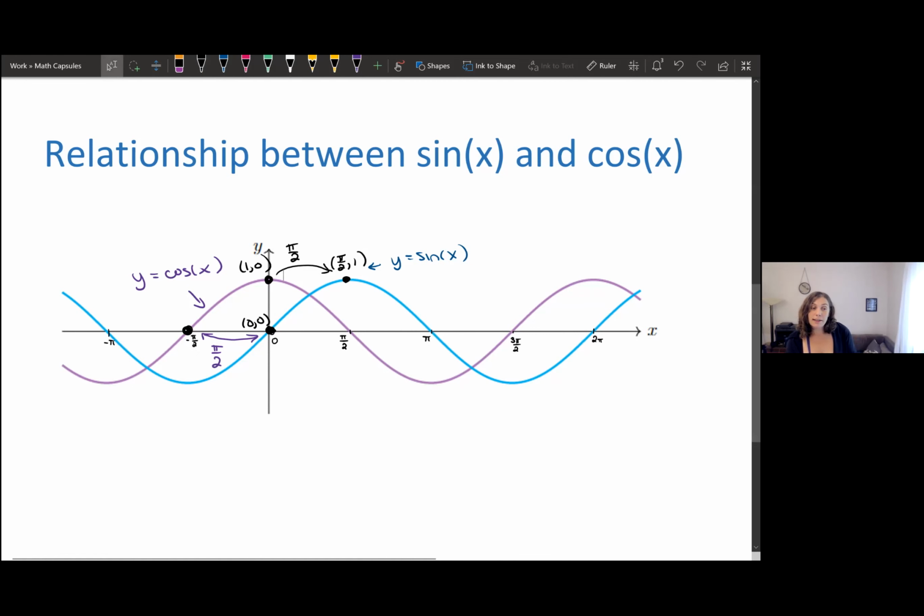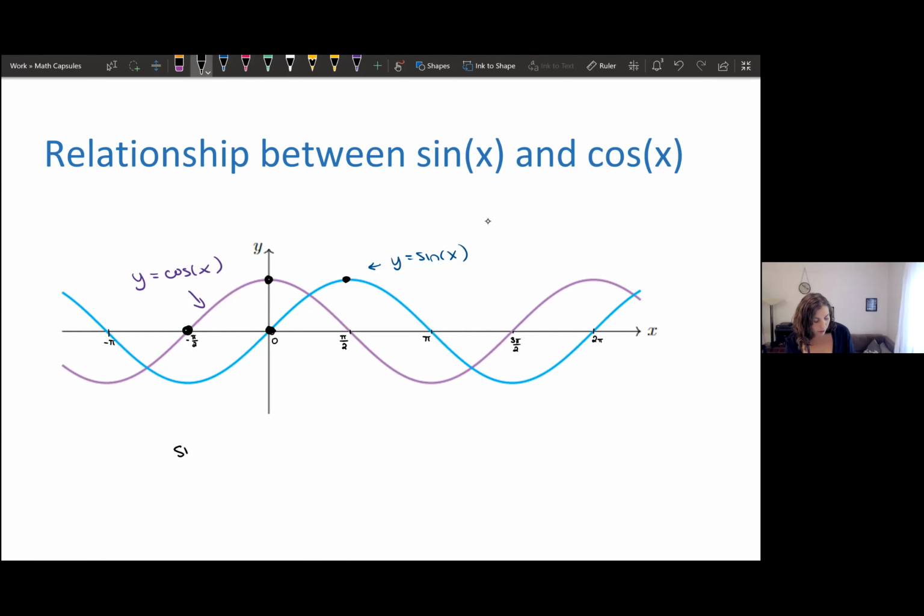So you could really think that these graphs are the same, except one is ahead of the other by pi over 2, or you could think of it as one is behind the other by pi over 2. How can we write that down as a formula? That would be really useful in certain applications. I'm going to write it down in two different ways. First of all, in terms of sine: sine of x equals cosine of what?